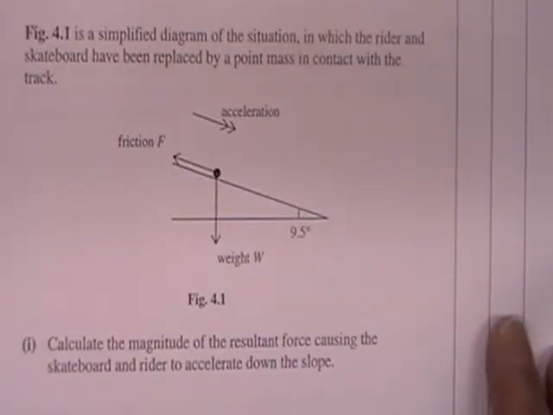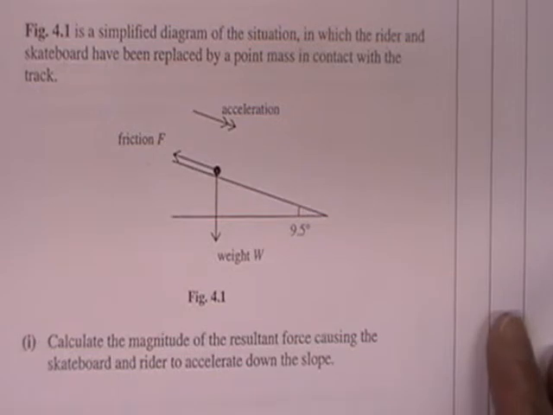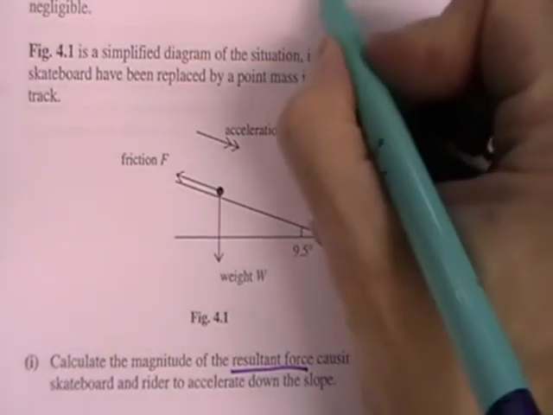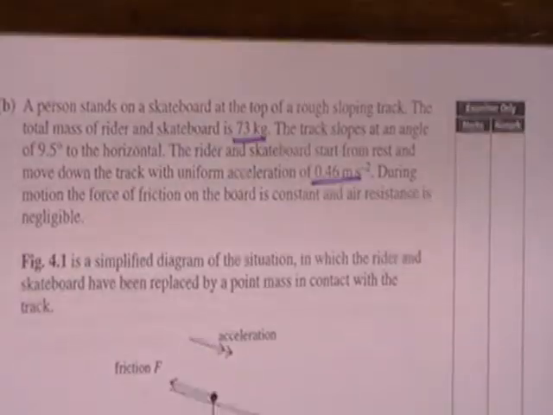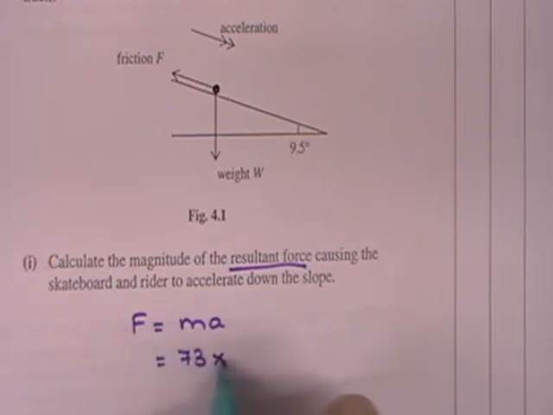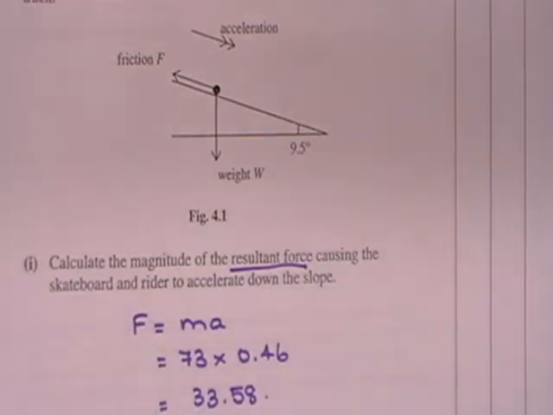Figure 4.1 shows a simplified diagram of the situation in which the rider and skateboard have been replaced by a point mass in contact with the track. Calculate the magnitude of the resultant force causing the skateboard and rider to accelerate down the slope. So you need a resultant force, and you've been given an acceleration in the question and a mass. So that's just very straightforward, F equals ma, and that's equal to 73 times 0.46. That gives you 33.58, or to three significant figures, 33.6 newtons.